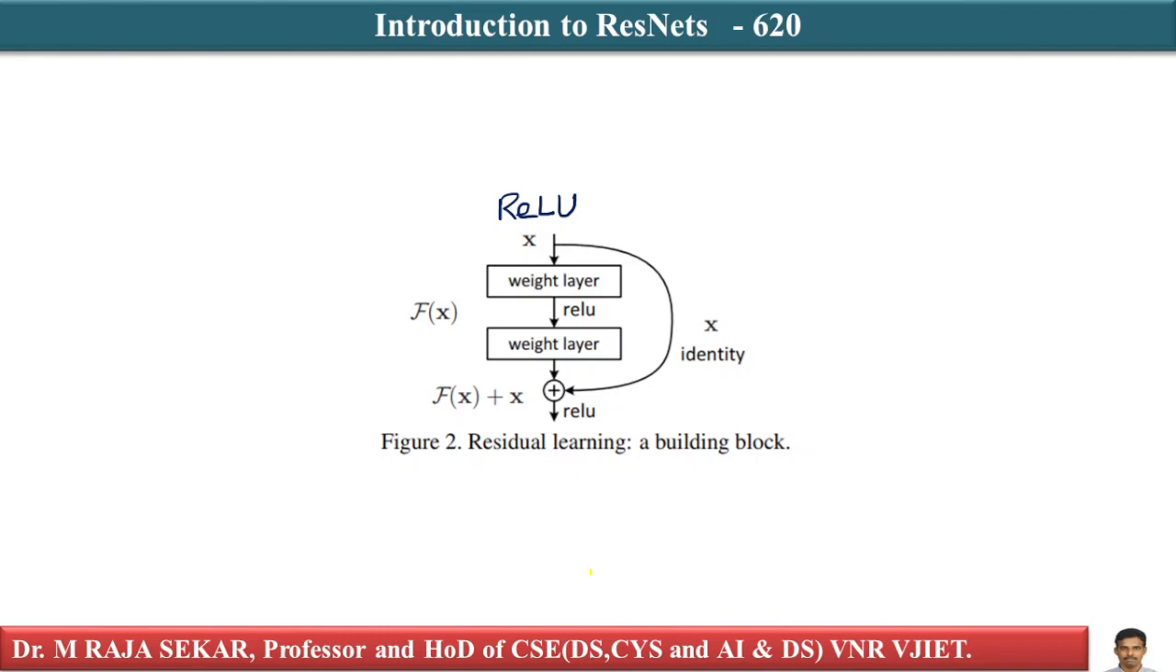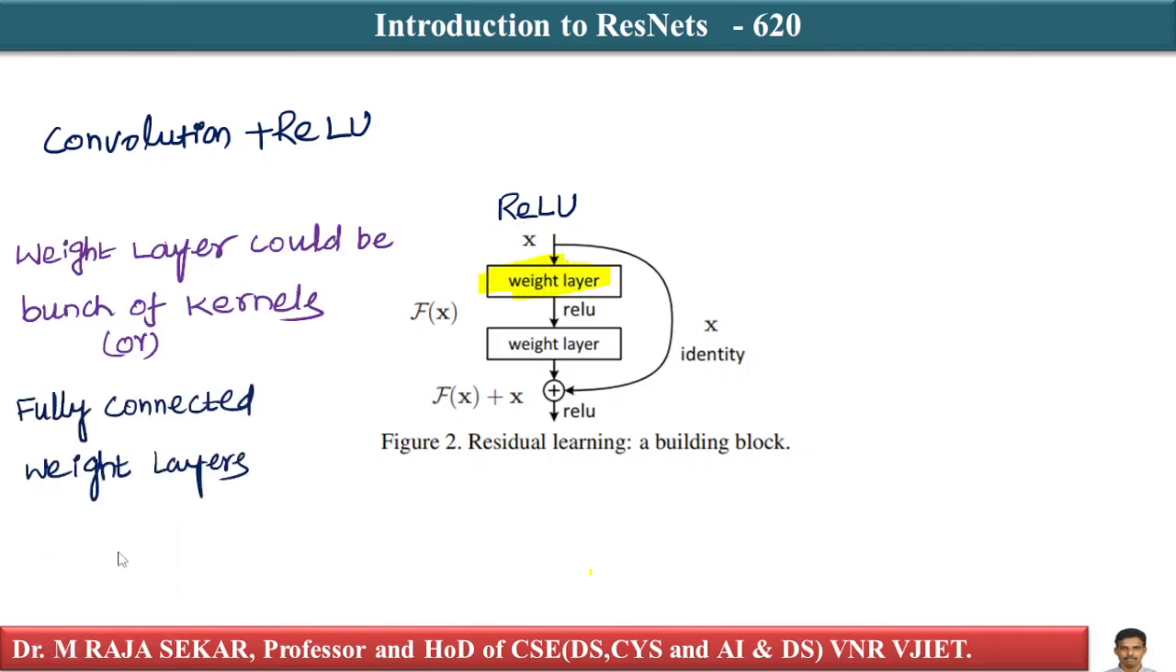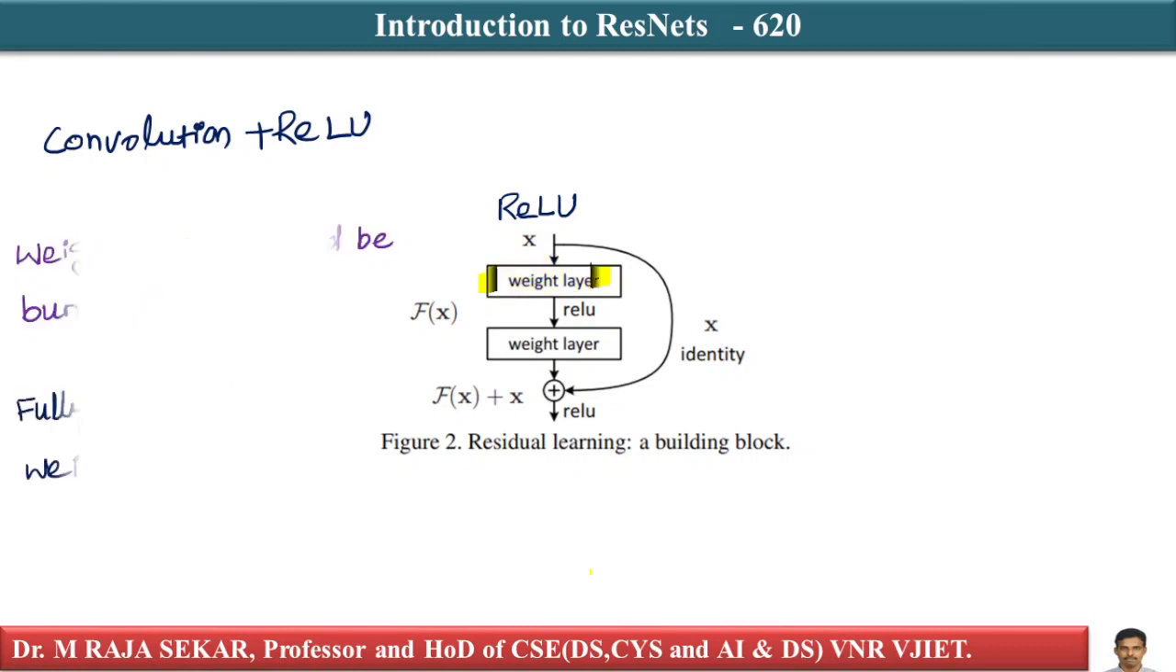From where am I getting this x? ReLU is generating it, because look at it. What do we do? Convolution plus ReLU. That's the operation. In the above part of the neural network, what you used to do is convolution plus ReLU. So this x is an output from ReLU.